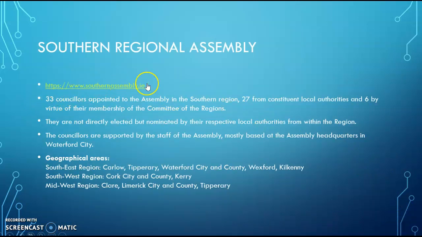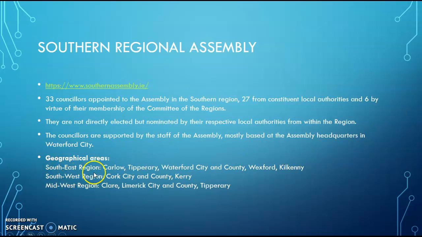So we have the Southern Regional Assembly, which is 33 councillors appointed to an assembly of the Southern Region, 27 from constituent local authorities, and 6 by virtue of their membership of the Committee of the Regions. These are not directly elected but nominated by their local authorities. And the councillors are supported by staff of the Assembly, based in the Assembly headquarters in Waterford City.